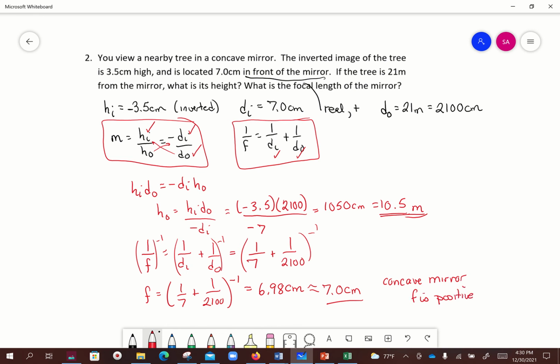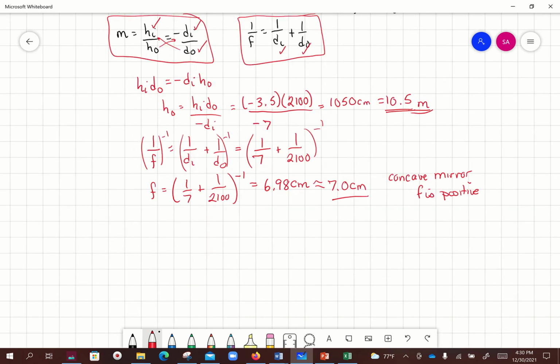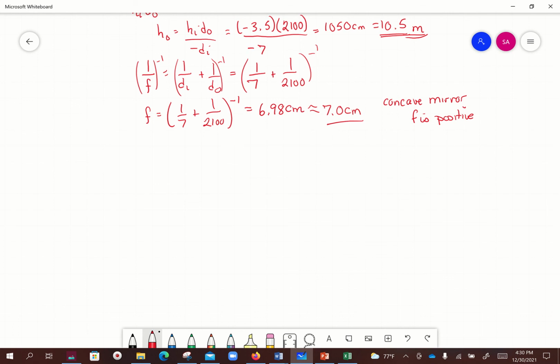So usually when I do calculations like this, I do a quick sketch just to make sure that what I'm getting is correct. Let me do a couple of special rays. Usually I just use the two easiest special rays in order to get my number. So let me draw a concave mirror, and I'm going to draw the object, the tree, as an arrow. And here's my focal point. My object is well outside the focal point.